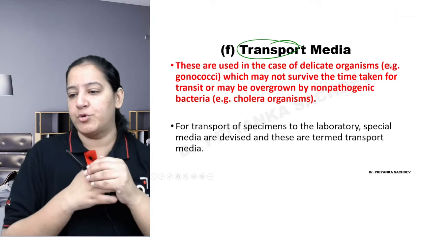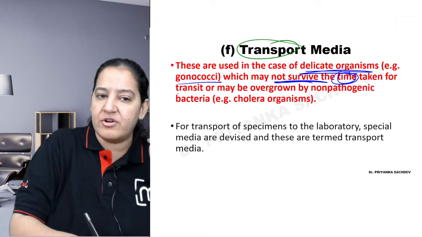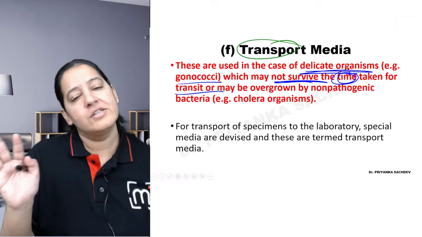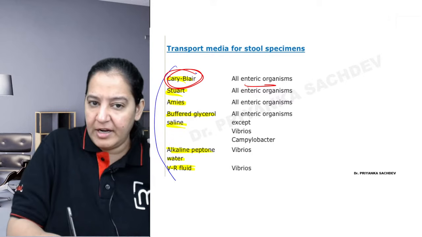So these are used in case of delicate organisms, for example gonococci, which may not survive the time taken for the transit to the laboratory. They will die in between only. So for them, transport media are required. These all are transport media, but learn the three important ones. The most important is Cary Blair media for enteric organisms, that is coliforms. Stewart media, again for enteric organisms or coliforms.